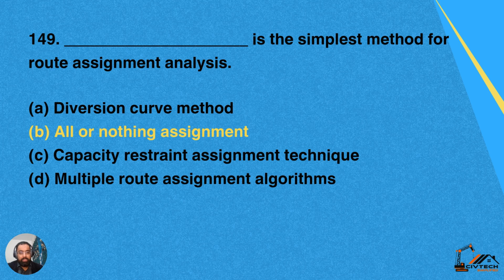149. Dash is the simplest method for route assignment analysis. A, diversion curve method. Option B, all or nothing assignment. Option C, capacity restraint assignment technique, and multiple route assignment algorithms. So, the all or nothing assignment model is the simplest model of route assignment analysis. B is the correct answer.